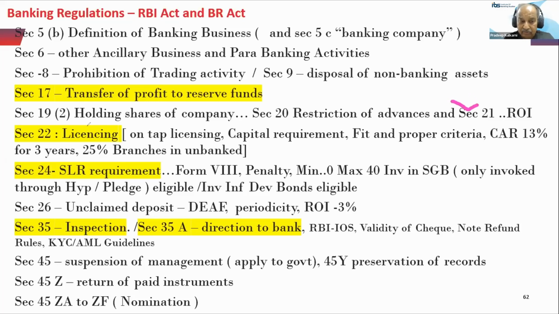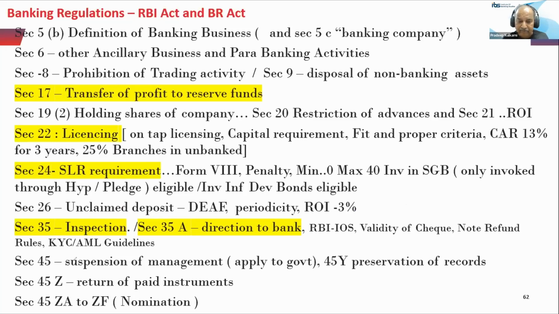Then Section 22 is about licensing. Section 24 is about the SLR, and Section 35 is about inspection carried out by the bank. Section 35A covers multiple things: RBI directions, validity of check, note refund rules, KYC and ML guidelines, all are under Section 35A. Please make a note of it.